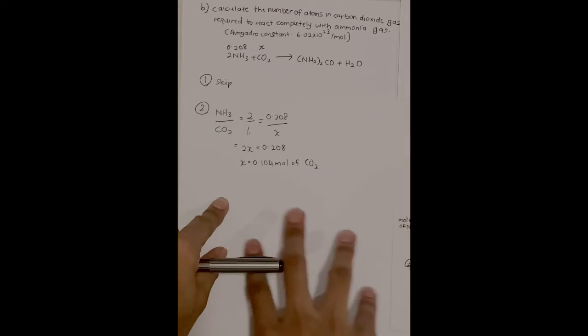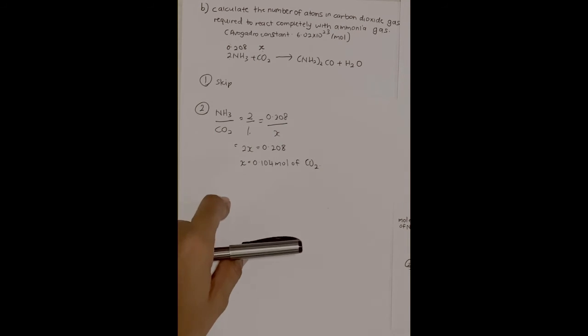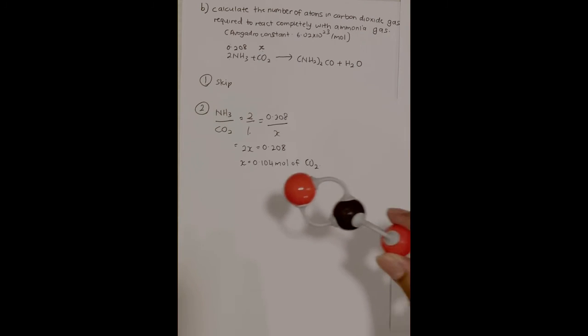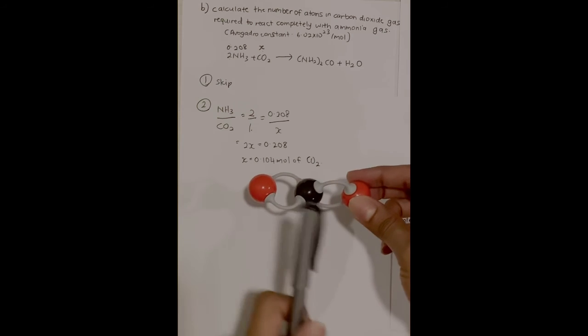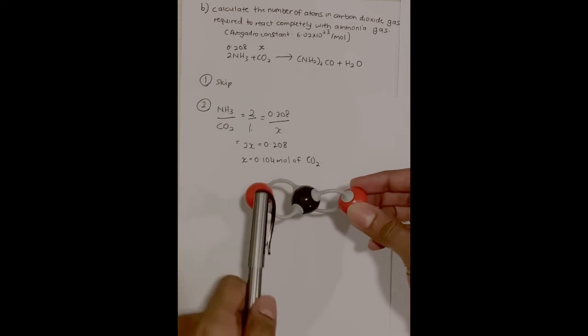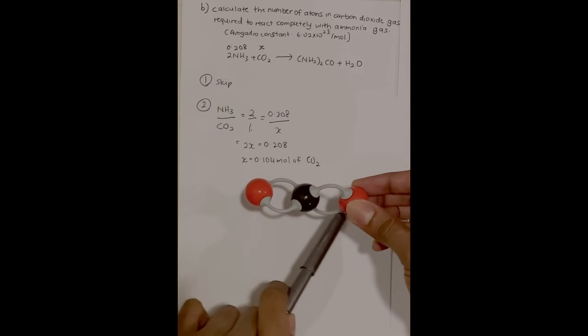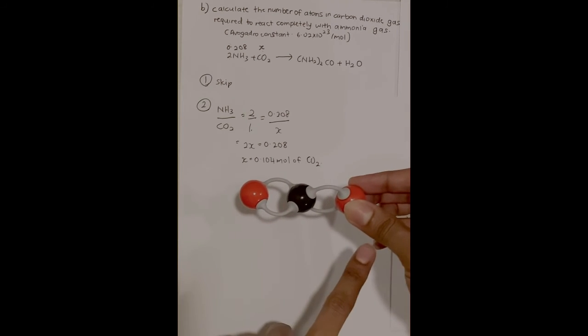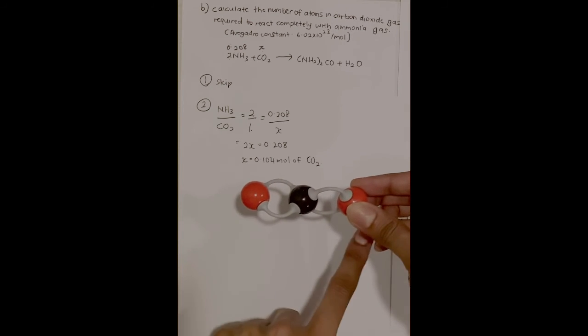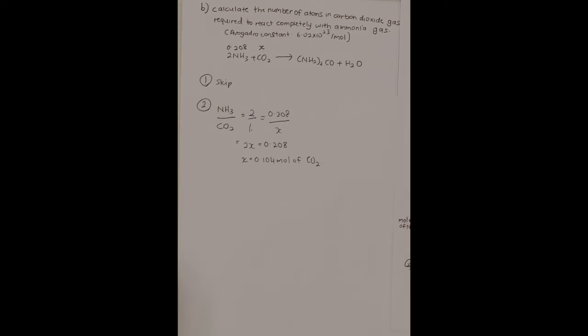Okay, now if you see, I have the structure of carbon dioxide here. So you can see here, this is how carbon dioxide looks like. This is the carbon, oxygen and oxygen. It's double bonded. So you can see 2 bonds here. Okay, so now this is one molecule. First, we are going to find how many of these exist.